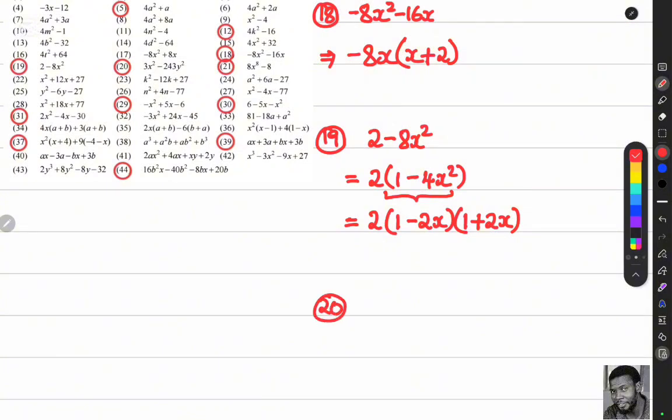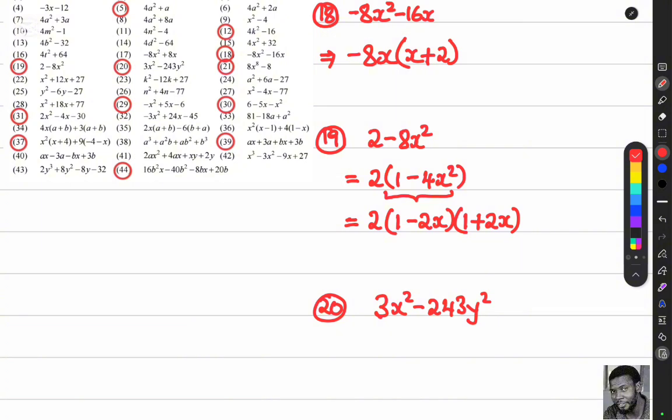Number 20, we can see we've got 3x squared minus 243y squared. So what you would have realized here is that you have the highest common factor first, which is 3. I repeat, the highest common factor, which is 3. That's what you would have realized, that okay, you have that first.